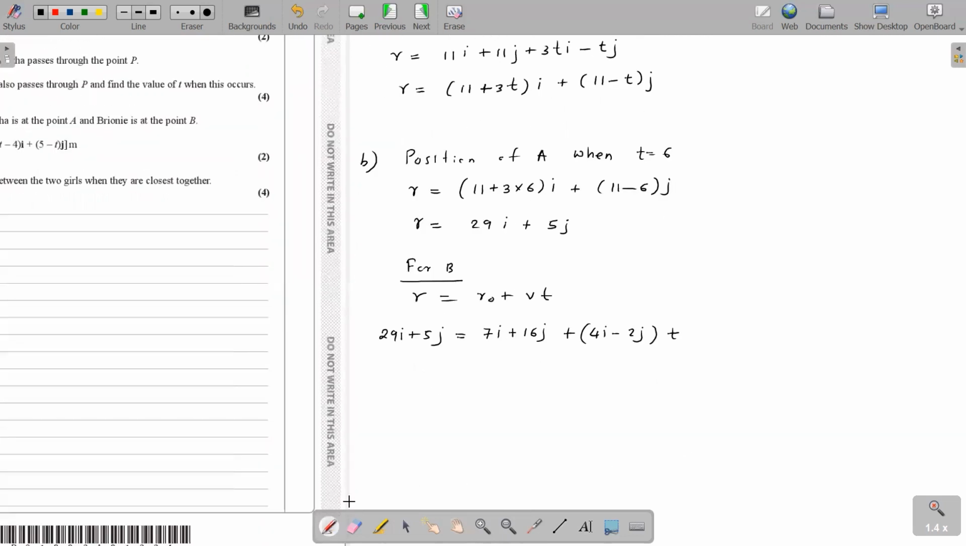Shall we find the value? So here 29i minus 7i is how much? 29i minus 7i is 22i. 5j minus 16j, can you subtract? 5j minus 16j is minus 11j, so 22i minus 11j equals 4ti minus 2tj. So what you could do here, after you come to this point, is compare coefficients for i and j separately.